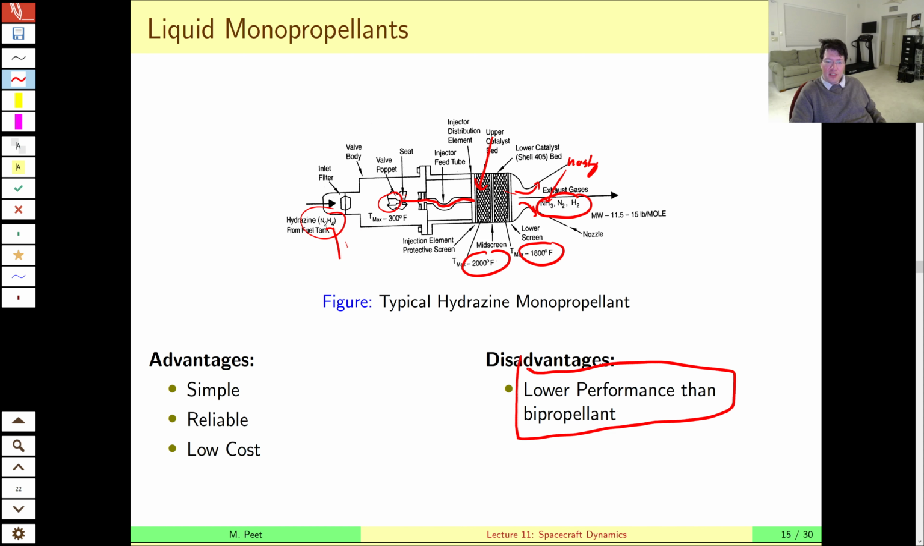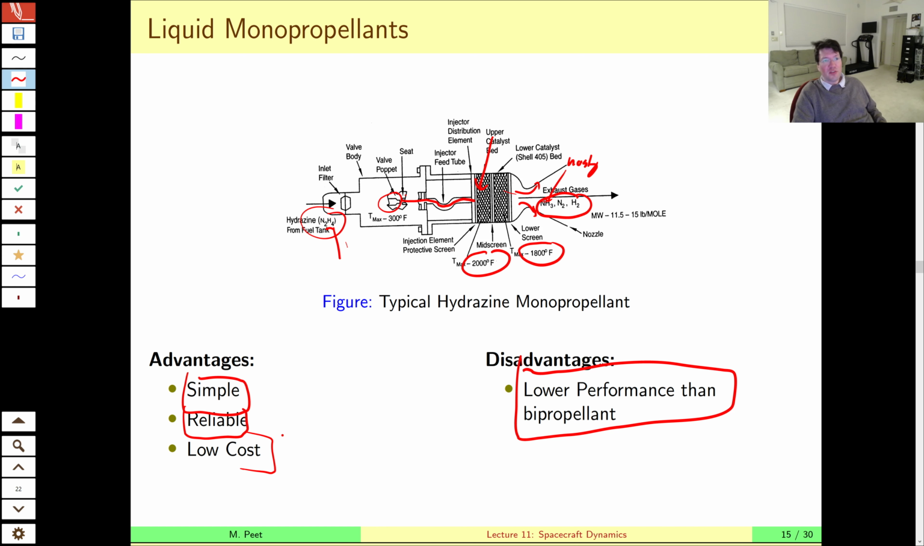Bipropellants are taking smaller molecules and forming larger ones. These are taking larger molecules and forming smaller ones. And that tends to be a lower energy process. However, they're relatively simple, right? They're reliable. They tend not to explode because you really need this catalysis to cause the temperature, the decomposition. And due to the simplicity and reliability, they're typically rather low cost.